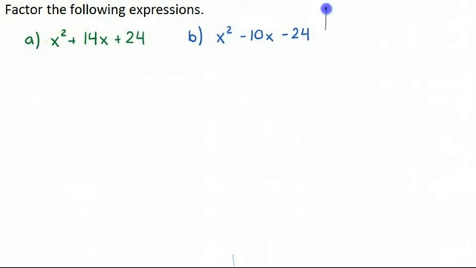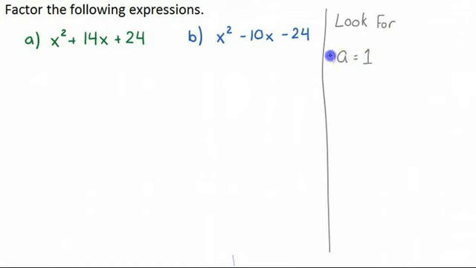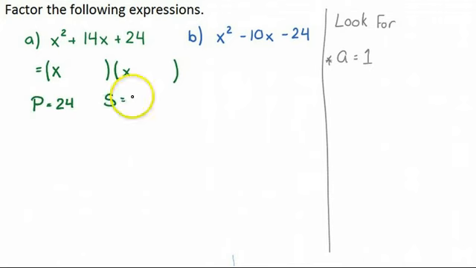So the first thing to look for, and we think of these as clues or look-fors, is we look for cases where a is equal to 1. The reason why we look for situations where a is equal to 1 is that the only way then to end up with x squared is to have x times x. So that means if we are to factor this, it has to be x, and it has to be x. So then from this question, what we know is that the product is going to be 24, and the sum is going to be 14.